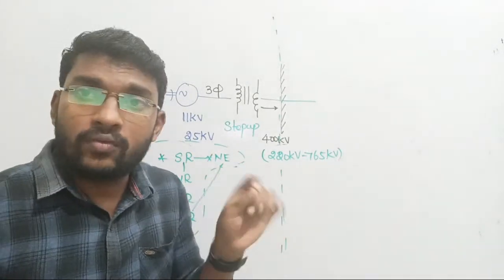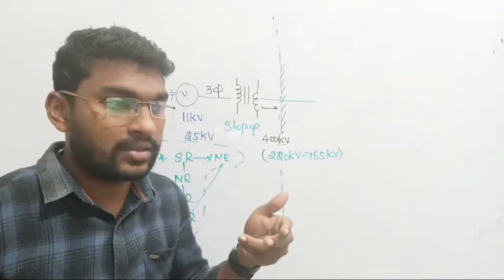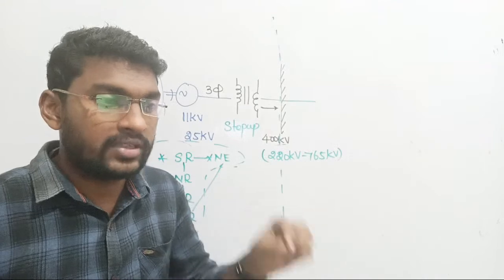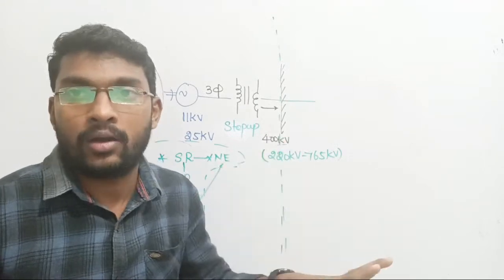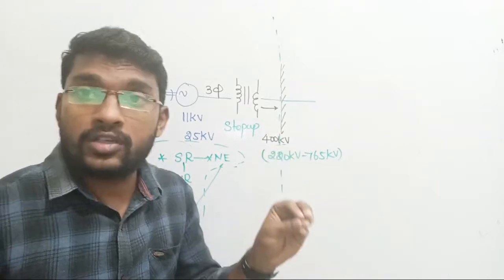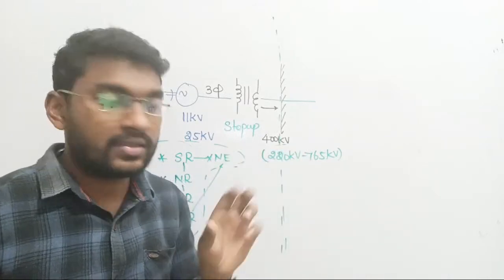What do you mean by deficit? What do you mean by surplus? Deficit means power generated is more than the required demand, so the generated power is greater than the demand of the area. Similarly, surplus means the demanded power is greater than the value of generated power. That is called a surplus area.